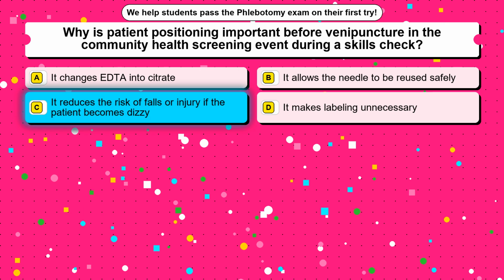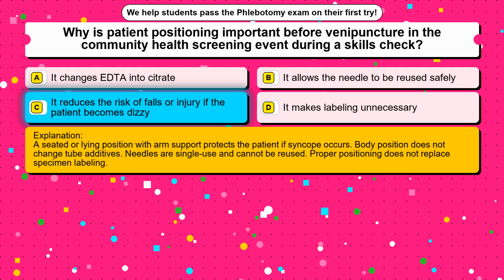The correct answer is option C. It reduces the risk of falls or injury if the patient becomes dizzy. A seated or lying position with arm support protects the patient if syncope occurs. Body position does not change tube additives. Needles are single-use and cannot be reused. Proper positioning does not replace specimen labeling.